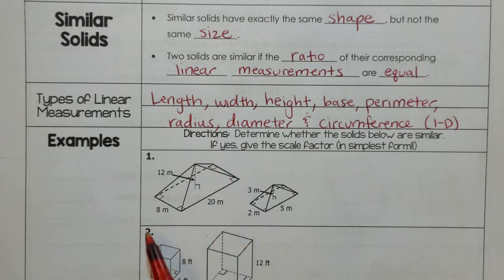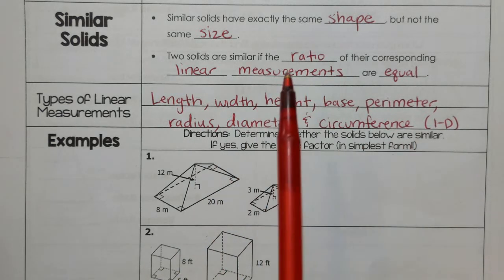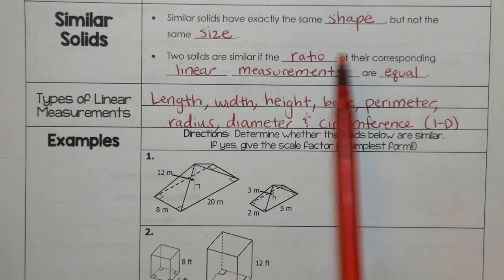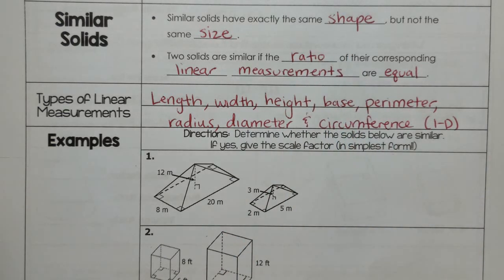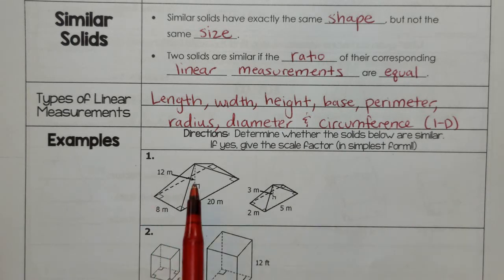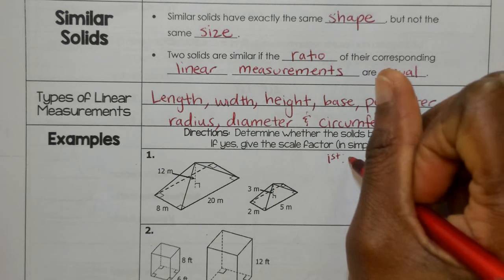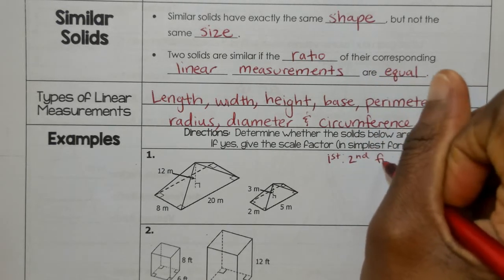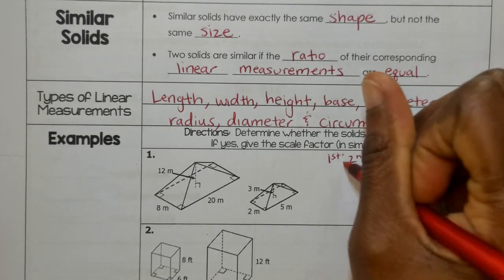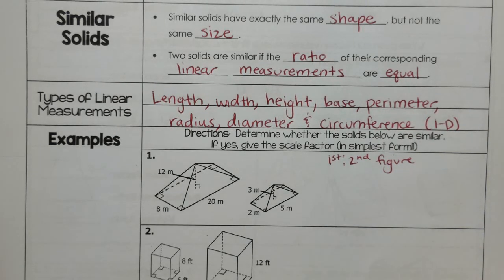So directions for this first part, what we're going to do is determine whether the solids are similar. Again, they need to be the same exact shape, but they could be different sizes. But their sizes need to be in the same scale factor. And then if yes, determine what the scale factor is in simplest form. For each of these problems, we're going from the first figure to the second, so write that from first figure to second figure for each one. And our ratio, we can write it in ratio format, or we can write it as a fraction.